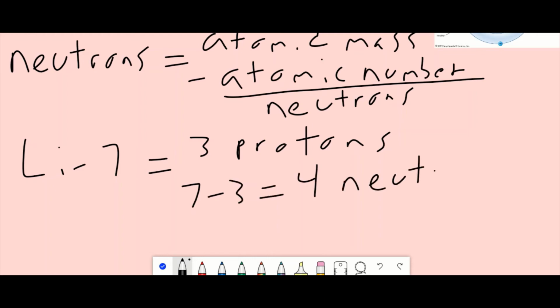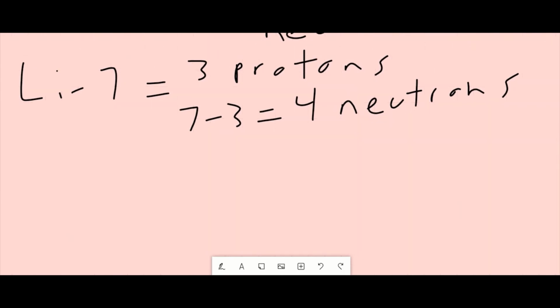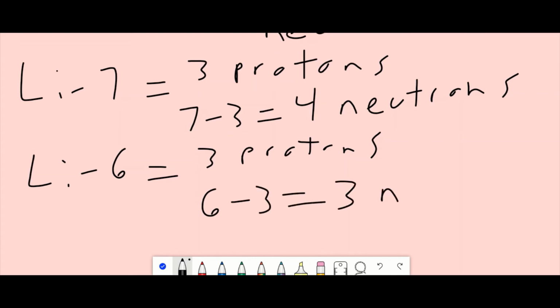If you had something like, let's say, lithium 6, which is another isotope, which just means it has a different number of neutrons than the most prevalent one, then you'll have lithium 6. And remember, it always has 3 protons, right? And instead of 7, it's going to be 6 minus 3, which is equal to 3, and that's going to be 3 neutrons. So 3 protons and 3 neutrons.